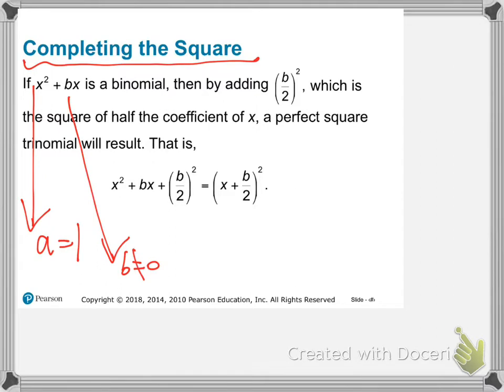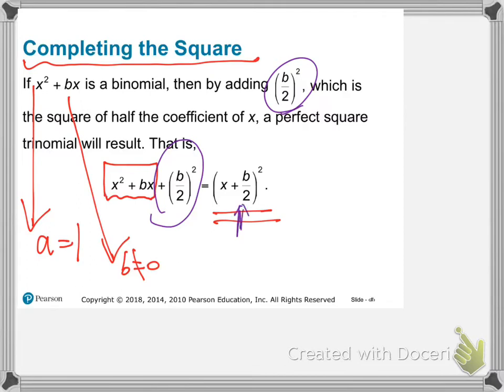So if a is 1 and b is not 0, we can change this binomial x squared plus bx to a perfect square by adding this number, b over 2 squared. You can FOIL the right hand side to check.